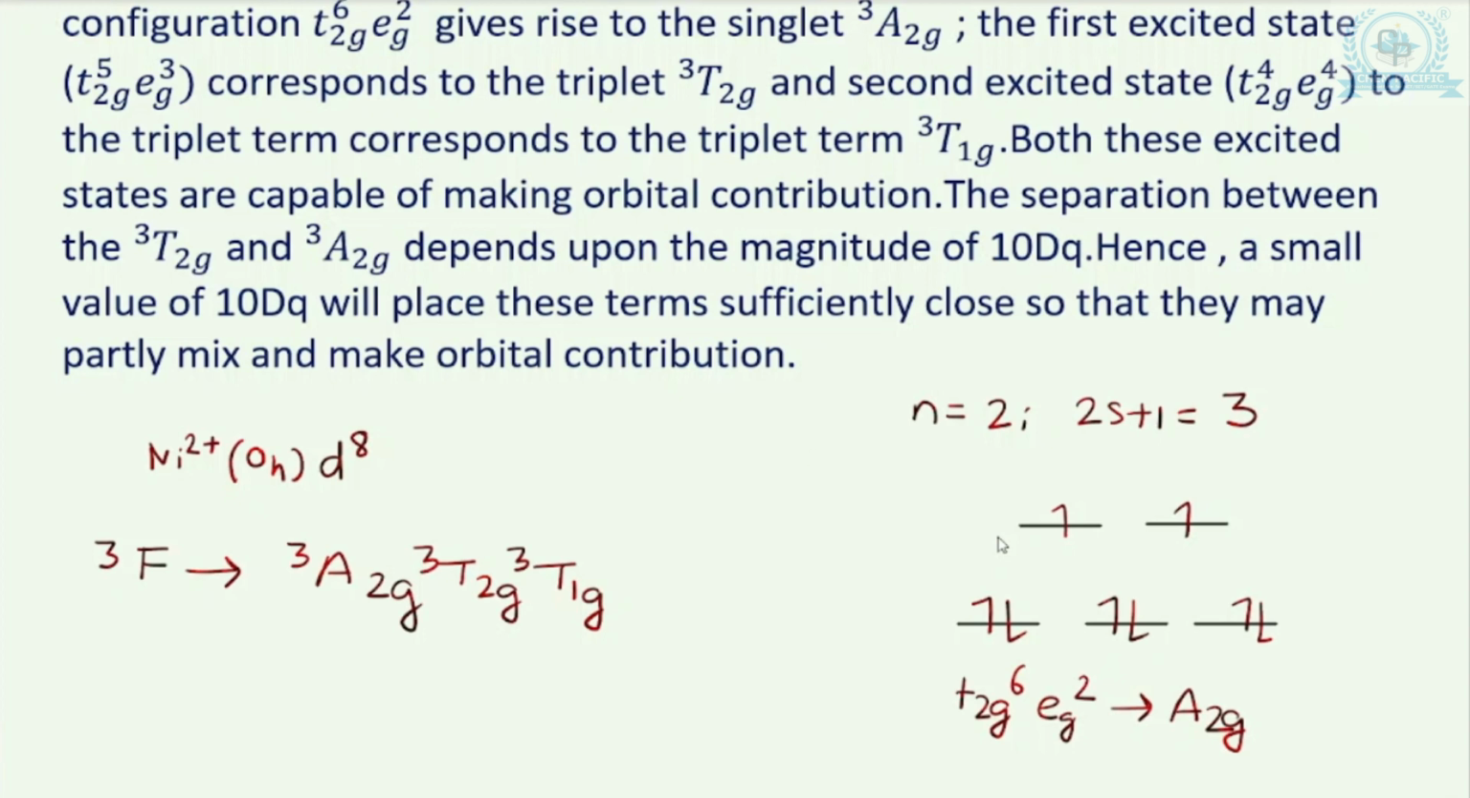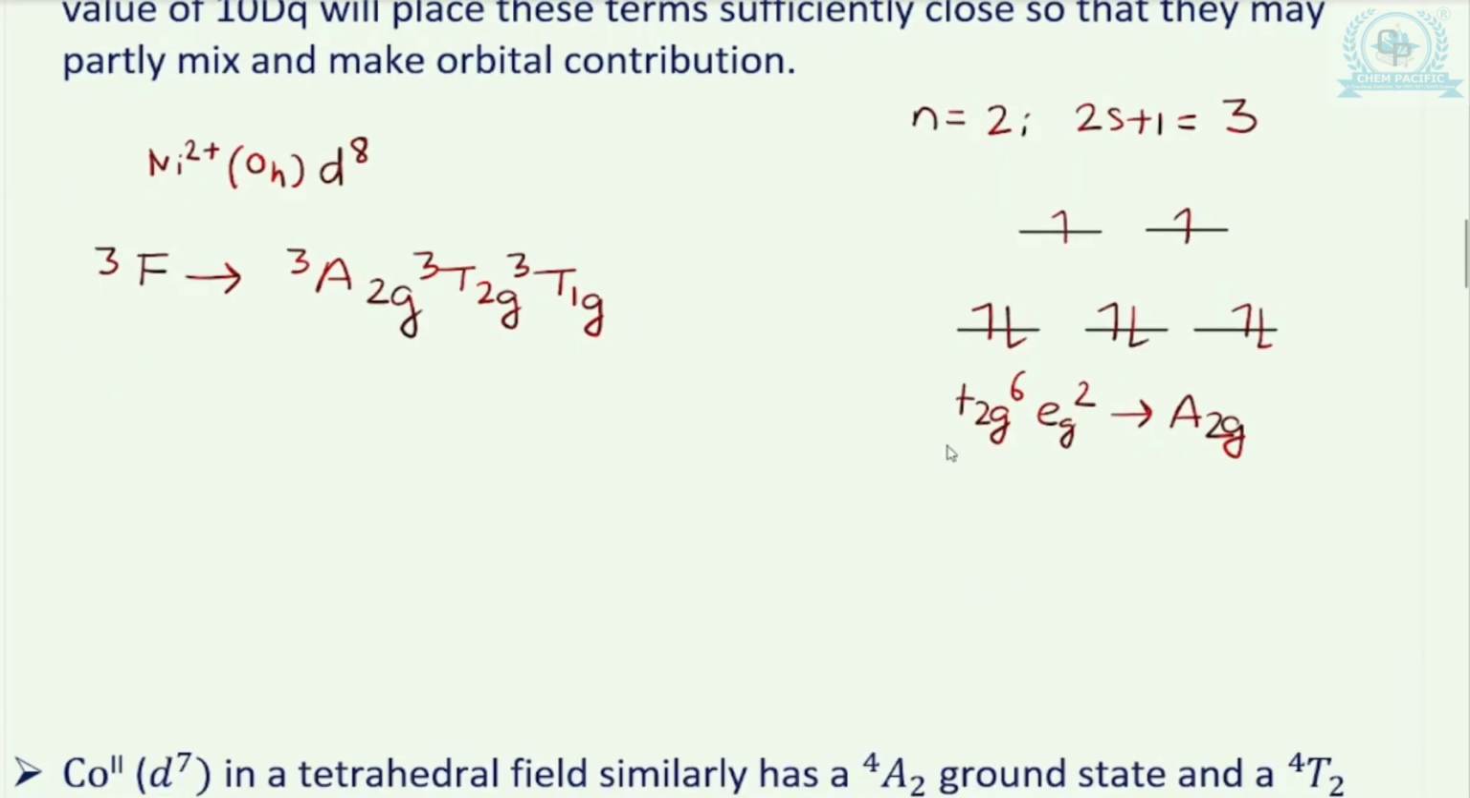So what did we see here? You see the ground state is your point number 1. You have the ground state which is A2g with spin multiplicity 3. This is the ground state. Its electronic configuration is clearly visible to you: t2g6 eg2. Clear.